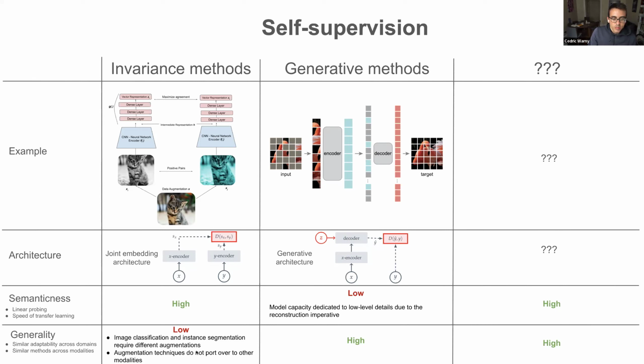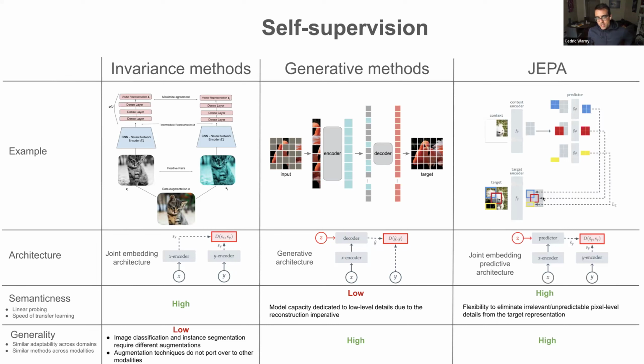And finally, these augmentation techniques, like I said, do not port over to other modalities. So for audio, for instance, you would have to completely reinvent the invariance method. In contrast, generative methods score high for generality. So this is the literature review for self-supervision in one table. And the question that this paper asks is, could there be another set of methods that score high in both semanticness and generality?